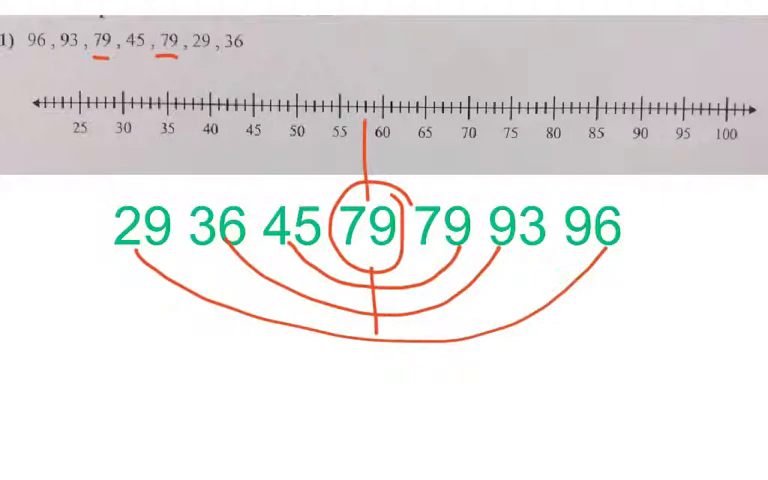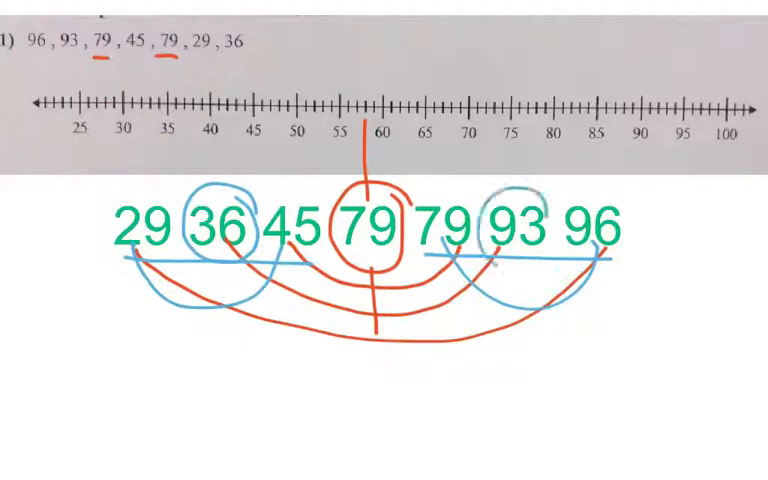Now I'm going to find my first quartile, so I'm going to look to the left, and I have 3 numbers. So the 3 numbers, when I look here, 36 is my first quartile, and to the right, for my third quartile, I have 93 in the middle, okay? And then I'm going to look at my data set, and I'm going to look at my lowest number, which is 29, and that is my lower extreme. And my highest number in the data set is 96, so that's my upper extreme.